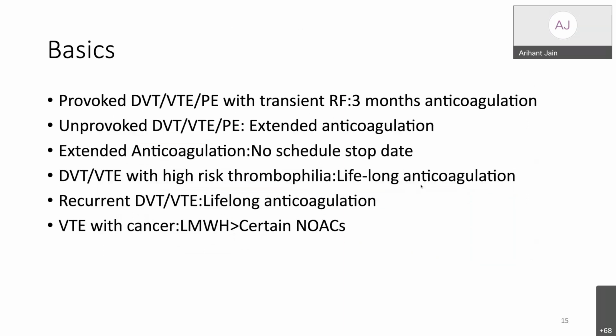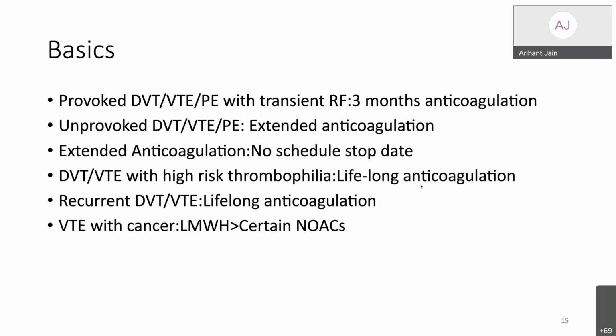So just a very broad basic idea, which at least bare minimum you should remember, is that for any provoked DVT or VTE, you have to give 3 months of anticoagulation. For any unprovoked DVT or VTE or pulmonary embolism, you have to give extended or indefinite anticoagulation. Extended anticoagulation is defined as no scheduled stop date, right?